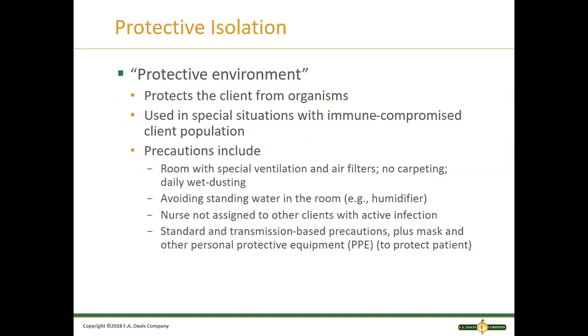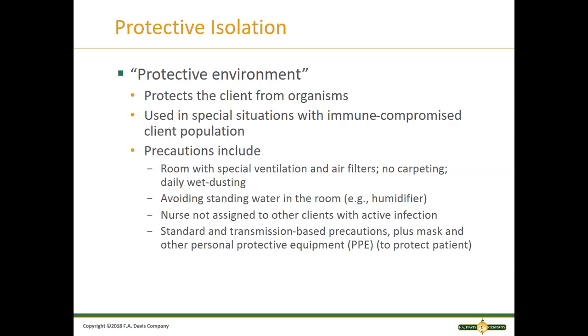Protective isolation. This is a special isolation. You want to be protective of the environment. So this is where you're protecting those clients from organisms. They're used in special situations with the immune compromised client population. One of the big ones, chemotherapy. Their white blood cell counts are really low to where they cannot fight any type of infection. Because the goal is, especially if they're on chemo or they have cancer, they want to try to kill the bad cells, and by doing so, they lower their capabilities to fight off any little infection.